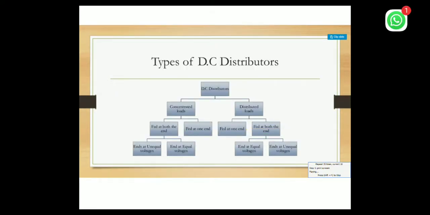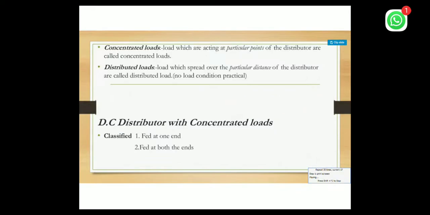And these are the types of distributors. There will be different types of DC distributors: fed at one end, fed at both ends, fed in the middle, and fed in the form of a ring. DC distributors with concentrated loads are fed at one end and fed at both ends.